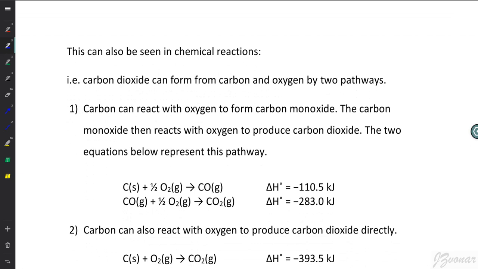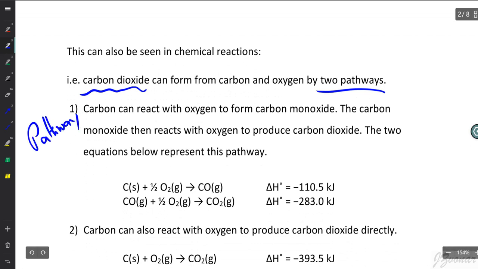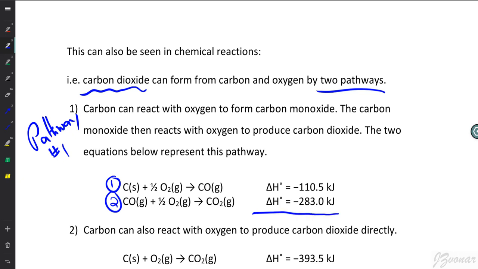So let's consider carbon dioxide. We know that carbon dioxide can form from carbon and oxygen by using two different pathways. Pathway one is a two-step process. Carbon can react with some oxygen to produce carbon monoxide as an intermediary step. That carbon monoxide continues to react with some more oxygen in the reaction vessel to ultimately form carbon dioxide. For each of these reactions, we can calculate their delta H values respectively.